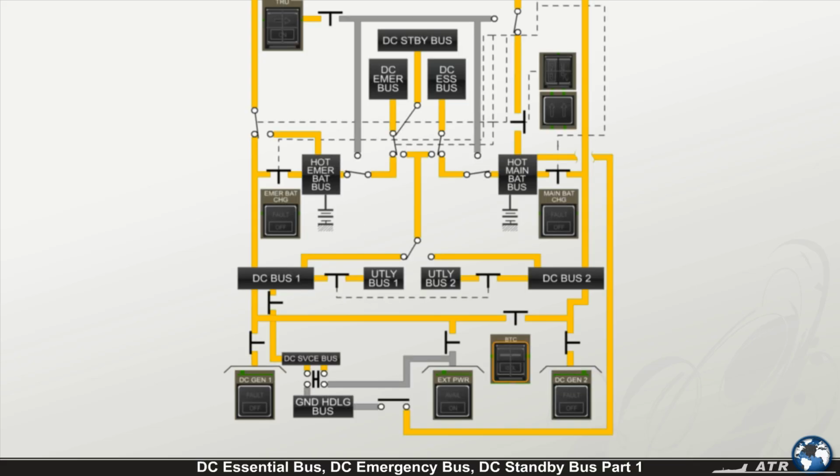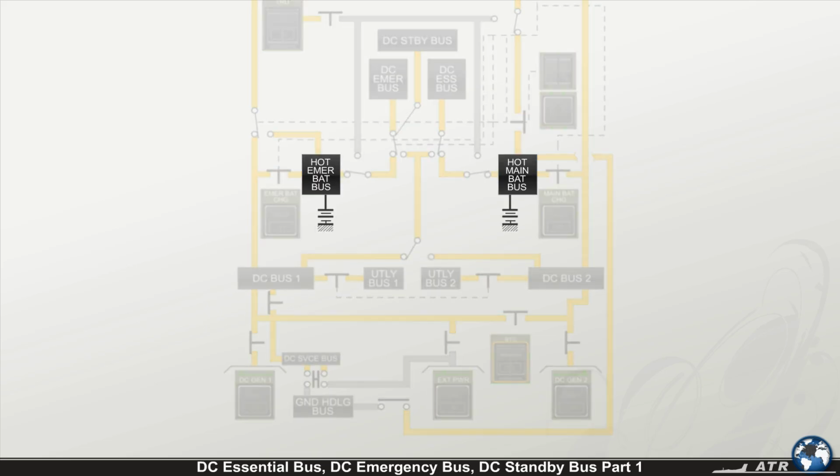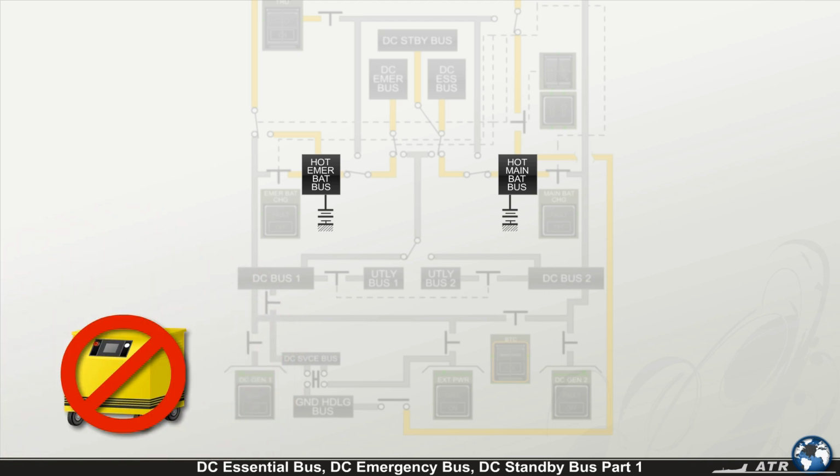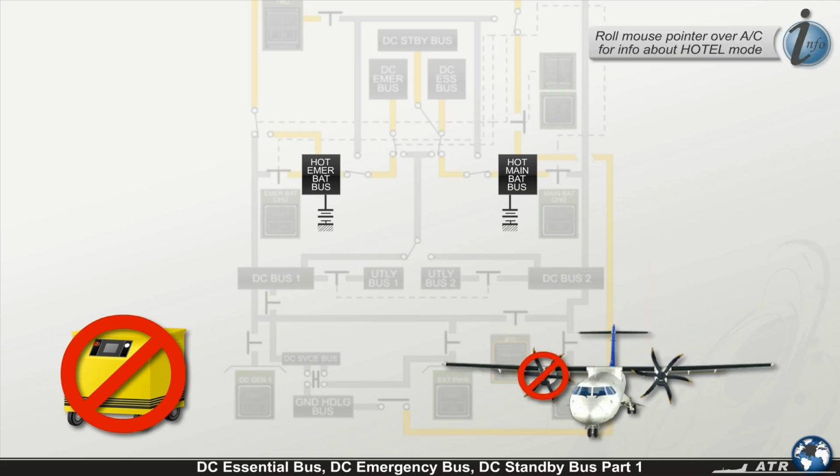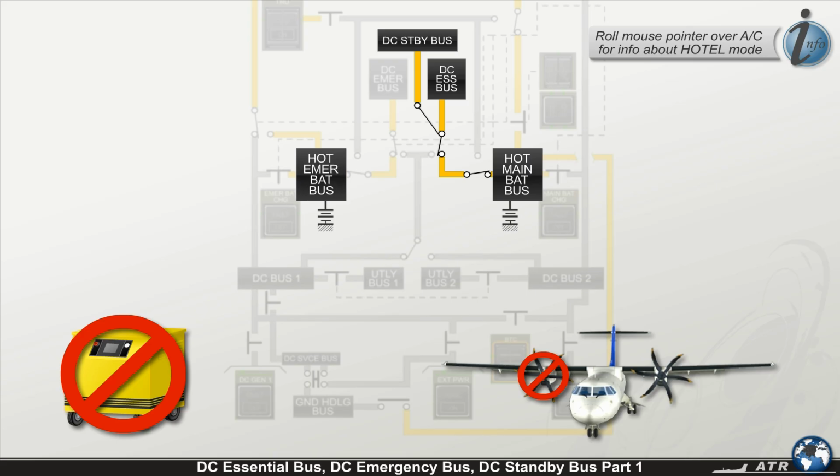Now let's proceed with the buses supplied by the hot battery buses. In normal operation, if the batteries are the only source of DC power, such as when powering up the aircraft without using an external power unit or the hotel mode, the hot main battery bus supplies the DC essential bus and the DC standby bus, and the hot emergency battery bus supplies the DC emergency bus.